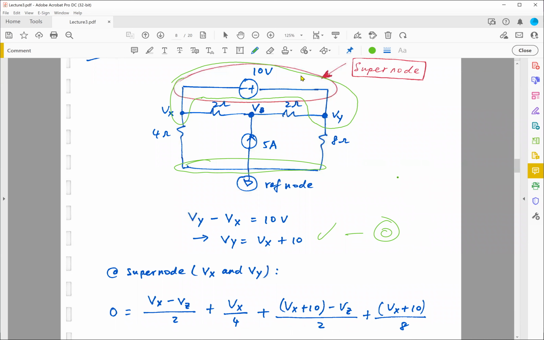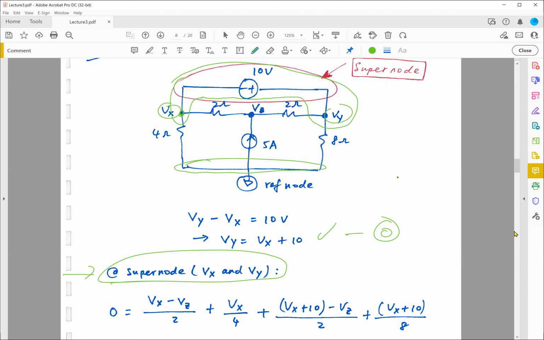So the next thing is I'm going to write a KCL equation for this supernode. Okay, so at the supernode, and remember this supernode does not contain just Vx or Vy. It contains both Vx and Vy.